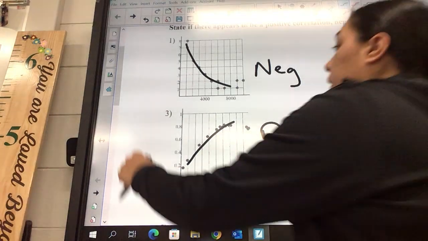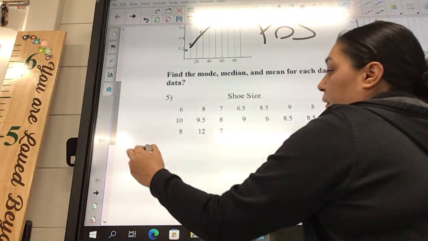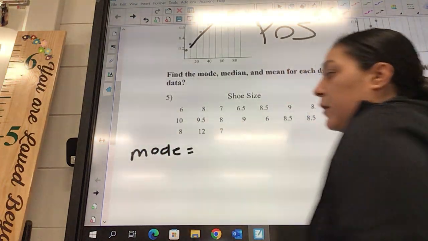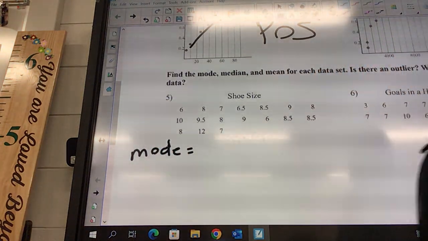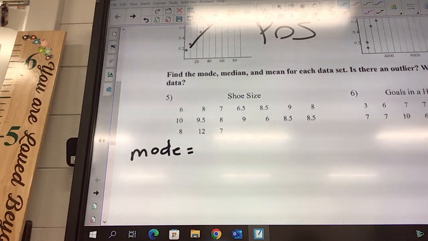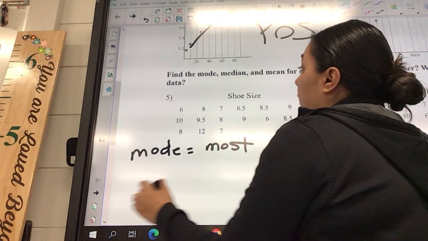Okay, number 5. How do we find the mode? What is the mode? I'm just asking in general. What does the mode mean? What occurs the most? Yeah. Okay, so the number that occurs the most. 8.5.